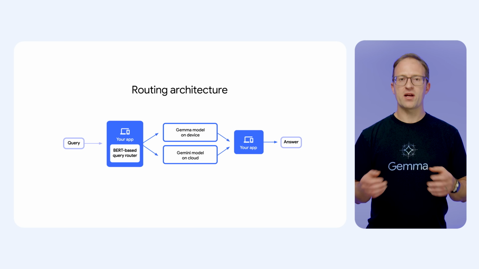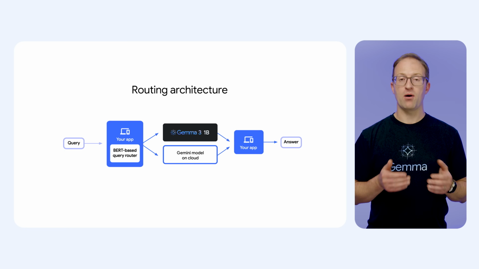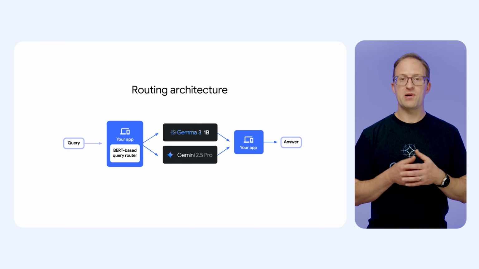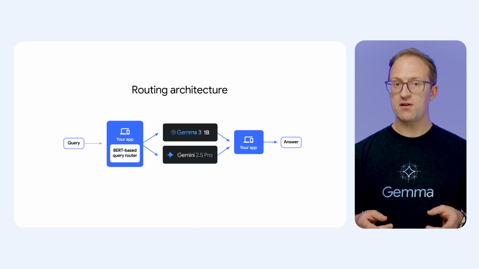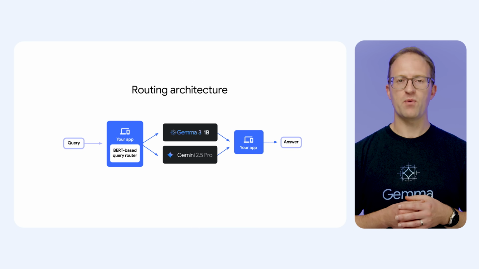In this example, we're going to use the Gemma 3 1 billion parameters as our on-device model. It will neatly balance performance and capability on mobile devices. We'll use Gemini 2.5 Pro as our cloud-based model for reasoning and real-time data access. For the router, we'll use Mobile BERT, a text classifier optimized to run on mobile hardware.